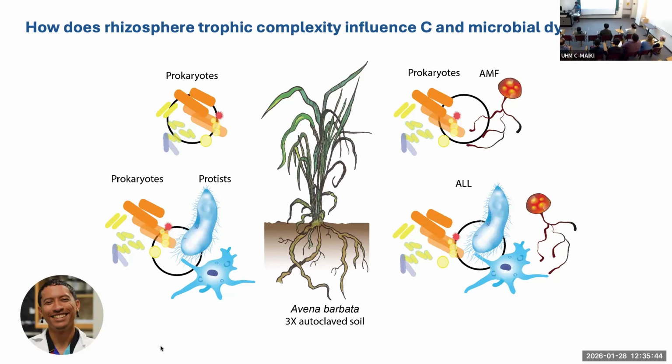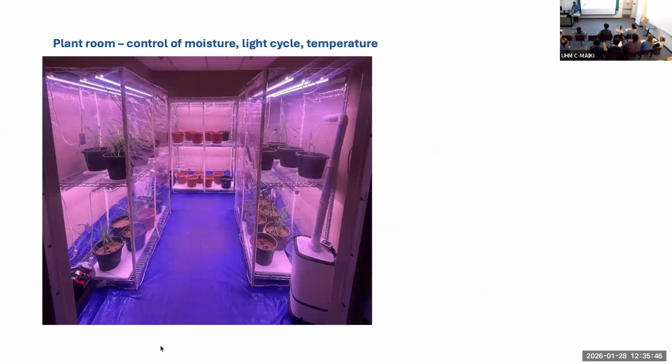Because we're inoculating things, we are worried about contamination. So we set up this plant room that you see there. We could control moisture. You can see the humidifying system here. They are closed, and they have a light cycle and temperature control. They were very careful to maintain the soil moisture in these and keep everything as clean as possible.